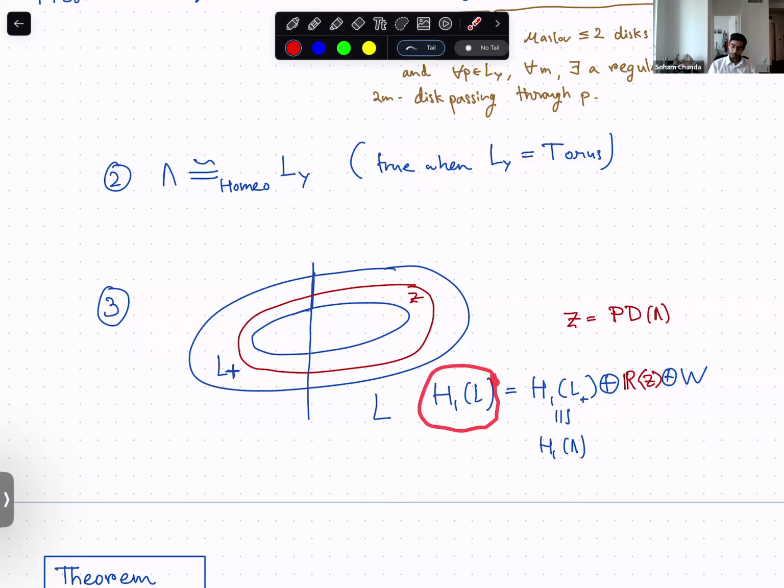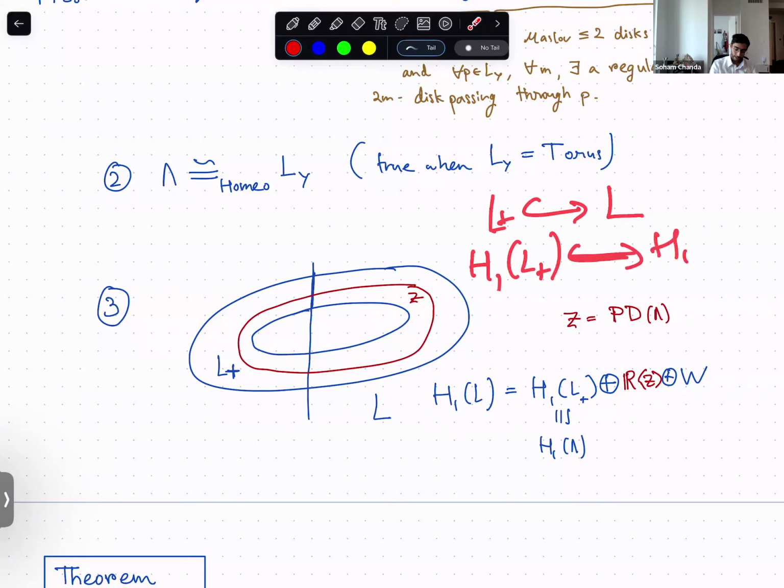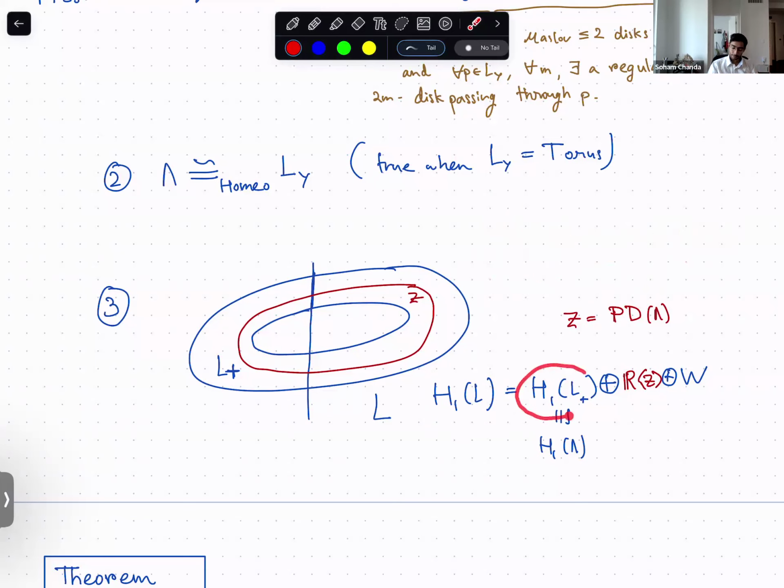I want the first homology of the Lagrangian L to split. So L plus is sitting inside L. So H1 of L plus will have a map into H1 of L. And I want this to be a split injection. So this splits off as H1 of L plus.